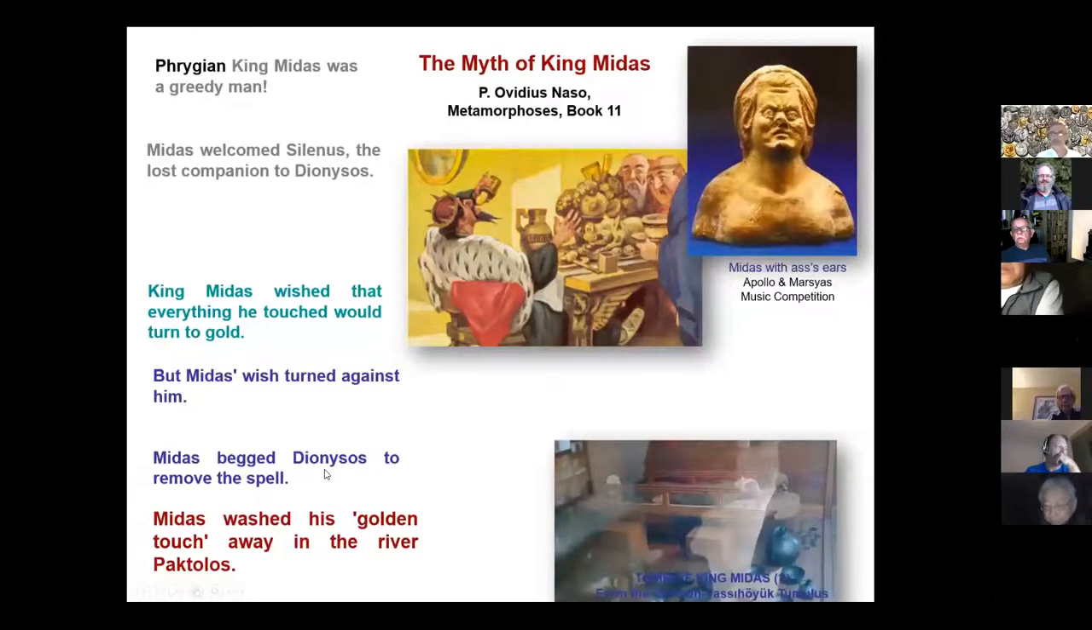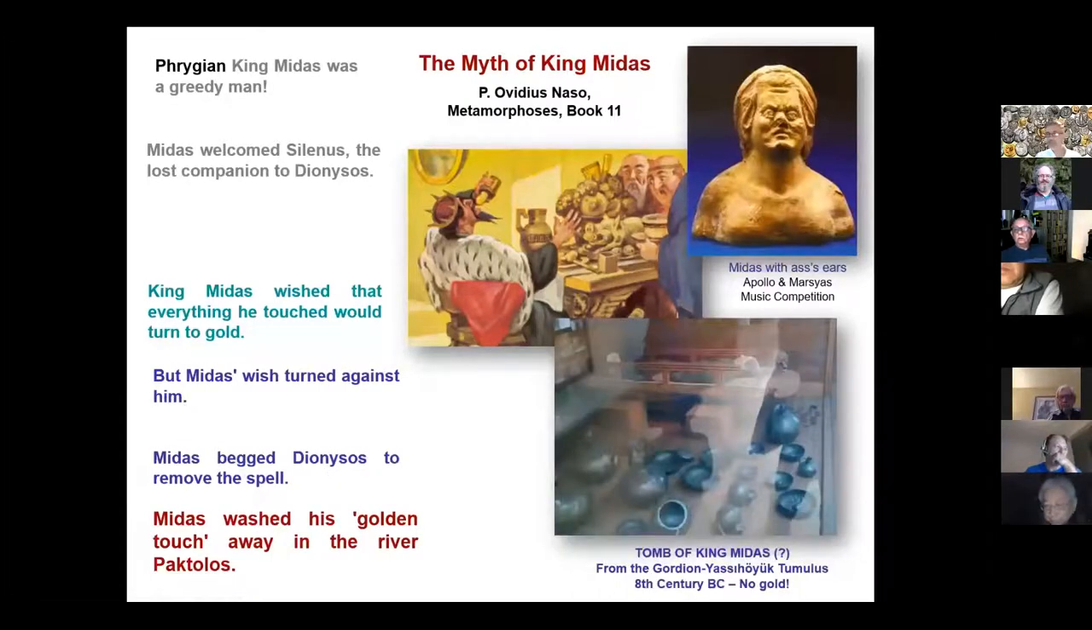All the same, if you go and check the remains of King Midas at the Anatolian Civilizations Museum in Ankara, Turkey, all you see is bronze. They found no gold in his tomb, and most of the finds are bronze vessels.